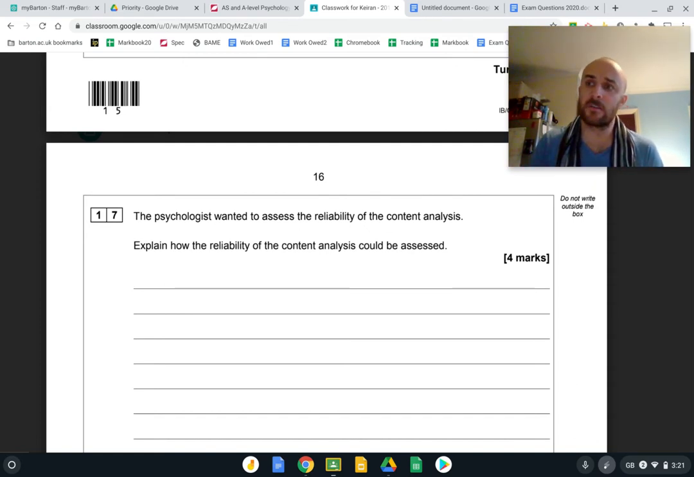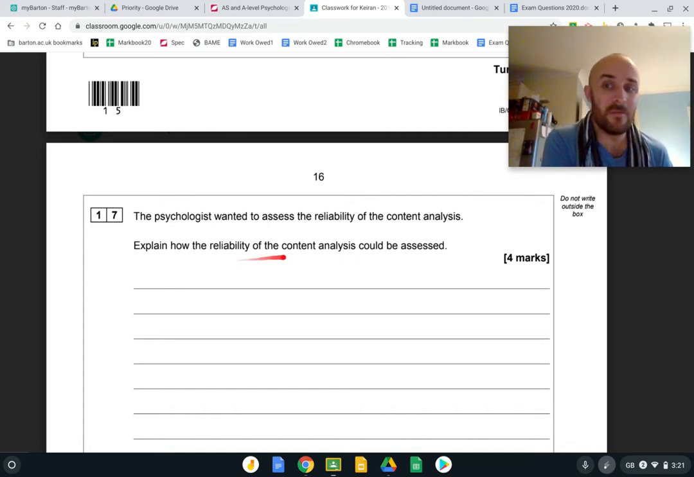So as I'm just reading out this question, just think, where's the dream interviews here? The psychologist wanted to assess the reliability of the content analysis. Fine, fair enough. Reliability, how consistent is the content analysis? If you do a content analysis once and you do it again, are you going to get a similar result between them? So the question in this case is, explain how the reliability of the content analysis could be assessed.